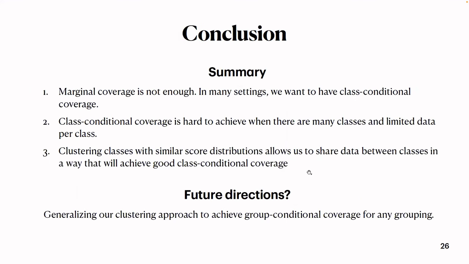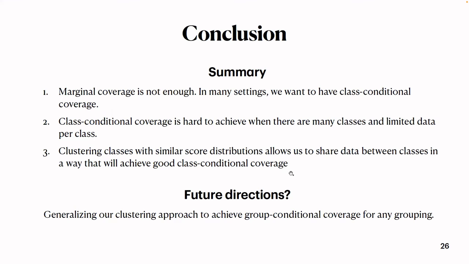Yeah. And just to summarize what I talked about today, first, marginal coverage is not enough. As we saw in the opening example, in some settings, we want to have class conditional coverage. But class conditional can be hard to achieve when there are many classes and limited data per class. And our solution to that is to cluster together classes with similar score distributions.